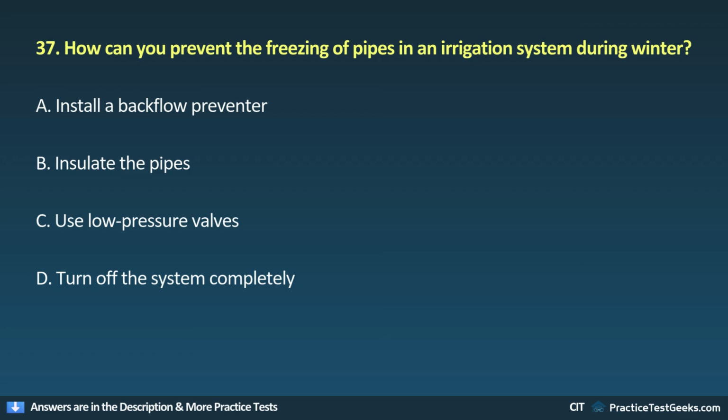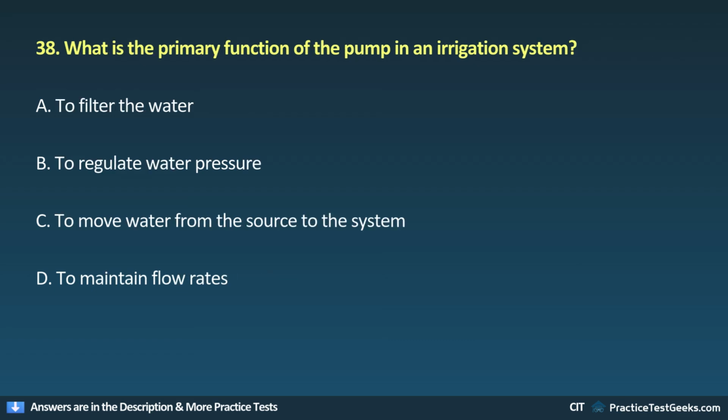37. How can you prevent the freezing of pipes in an irrigation system during winter? A. Install a backflow preventer. B. Insulate the pipes. C. Use low-pressure valves. D. Turn off the system completely. 38. What is the primary function of the pump in an irrigation system? A. To filter the water. B. To regulate water pressure. C. To move water from the source to the system. D. To maintain flow rates.